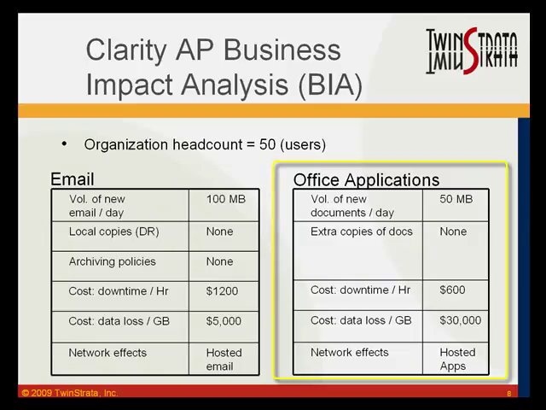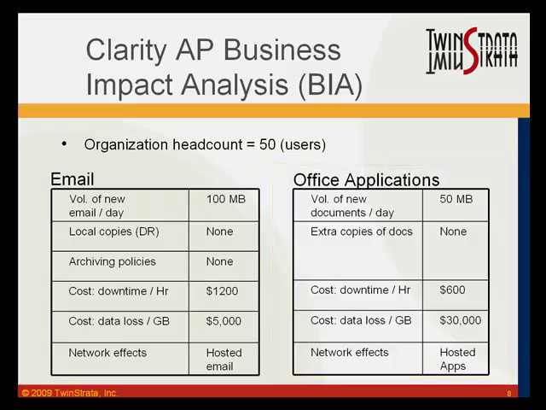For Office applications, we assume a change rate of 50 megabytes of new Office documents per day. No extra copies of documents are maintained outside of the default workspace for DR purposes or archiving. For each hour of downtime, we assume a 25% productivity drop in employees, resulting in approximately $600 per hour of downtime. For each gigabyte of Office application data loss, we assume a 3-hour loss of productivity to recover each lost document for approximately 200 documents. This results in a cost of downtime of roughly $30,000.